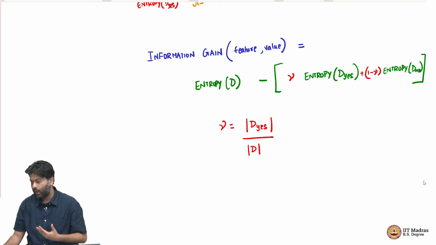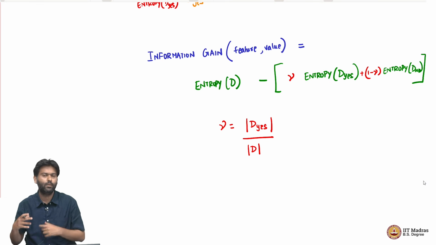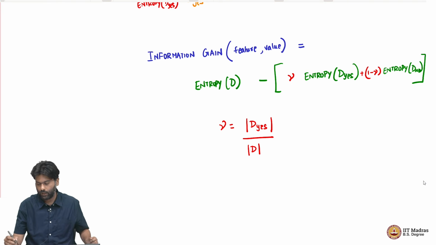So now we somehow have a notion of the goodness of a question. The next natural thing to do is, how can I convert this into an algorithm? So we'll put down that algorithm next.